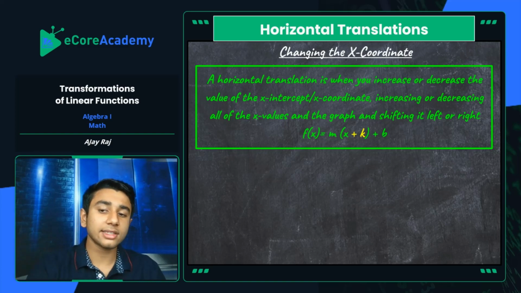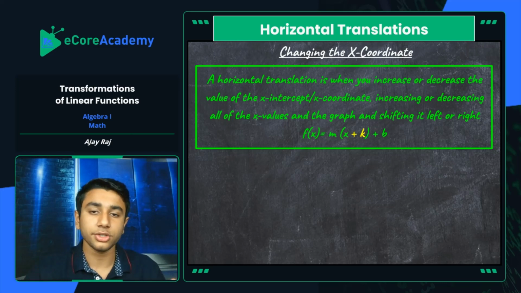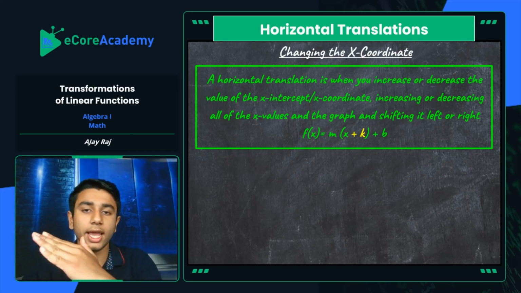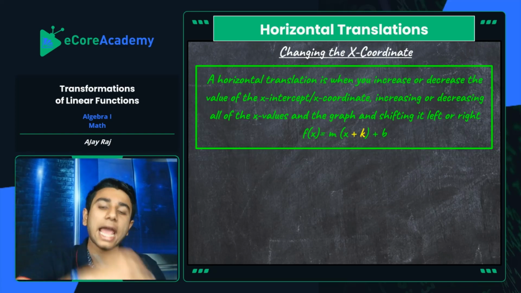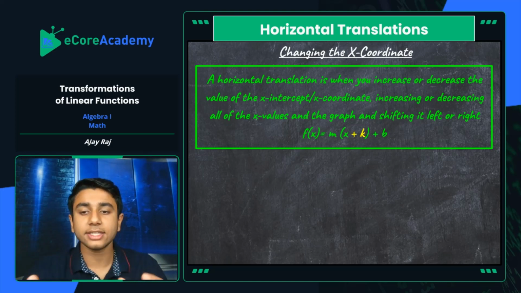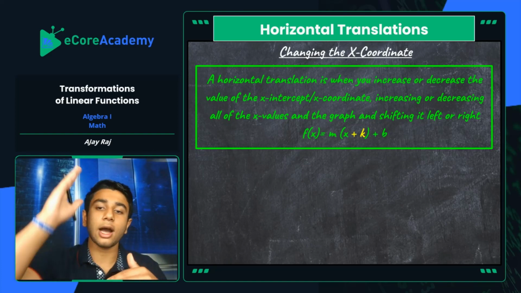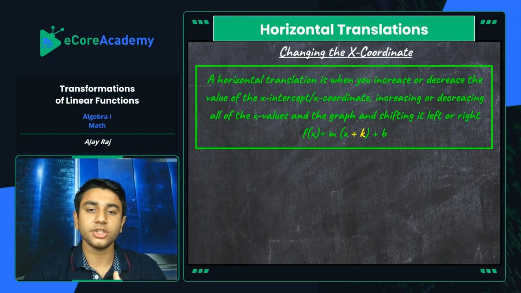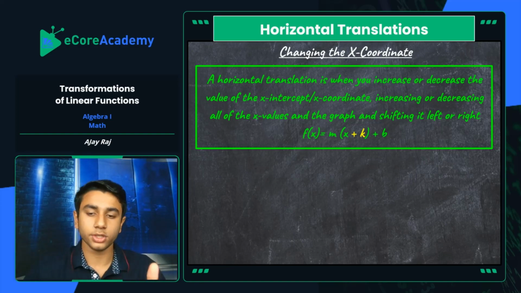Your y-intercept is where the graph intersects the y-axis, but the x-intercept is where the graph intercepts the x-axis. When the x-intercept is changed by a horizontal translation, it'll increase or decrease all of the x values, which causes the graph to shift left or right. So instead of moving up or down vertically, when you add k properly to the x value, you're going to be moving left or right, horizontally.